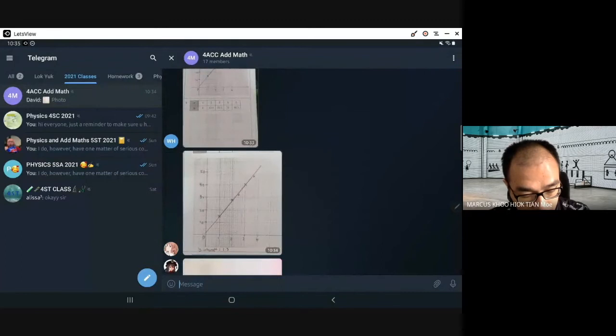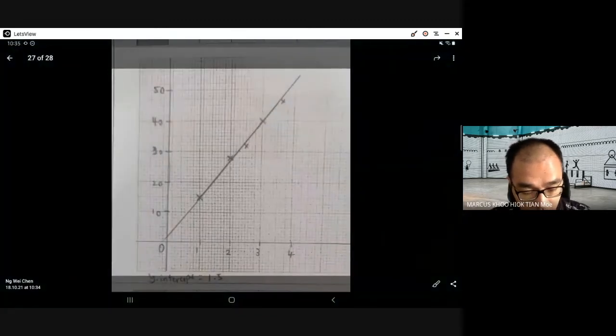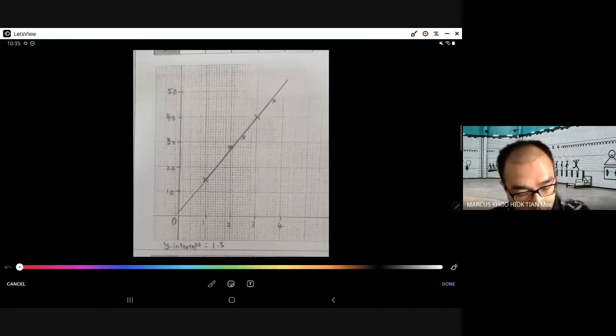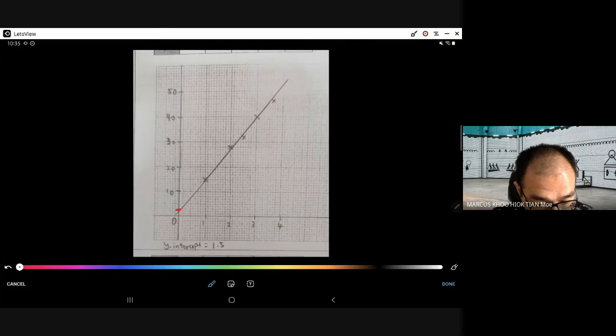All right, let's see who is the next person. This is Wei Chen. Wei Chen has the same thing as Zhong Han. So this graph looks okay to me, except that again, tell me what is the y-intercept. Mark down here 1.5. Oh, okay. No, really, 1.5.